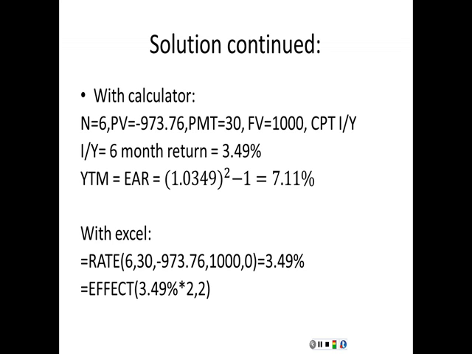Plug into our financial calculator. We get a 6-month return of 3.49%. I'd like to annualize this. Typically we use this as an EAR. Remember what an EAR was? It's the effective annual rate. So if I'm getting 3.49% every 6 months, to find out the annual rate, I say 1 plus the 3.49%, I square it and subtract 1. So 7.11% is our effective yearly return on this bond. And of course, I included the Excel work in case you're interested.